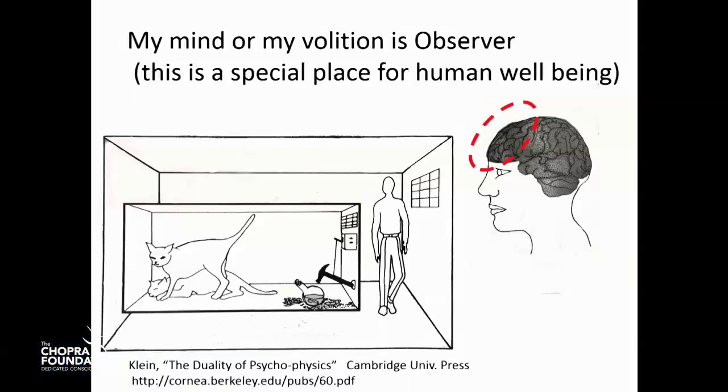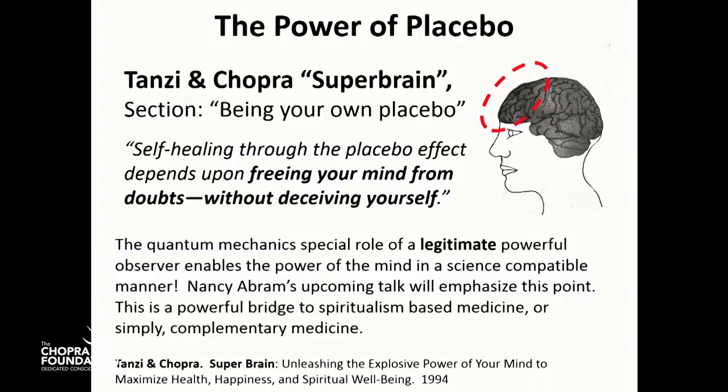Not just me, but my brain, and the front part of my brain is where volition is. That's a special part of the brain, and so it could be my brain that's the observer. This is relevant to spirituality because, as we heard in those incredible talks, meditation can affect one's genome, the RNA and the DNA. This is highly recommended.